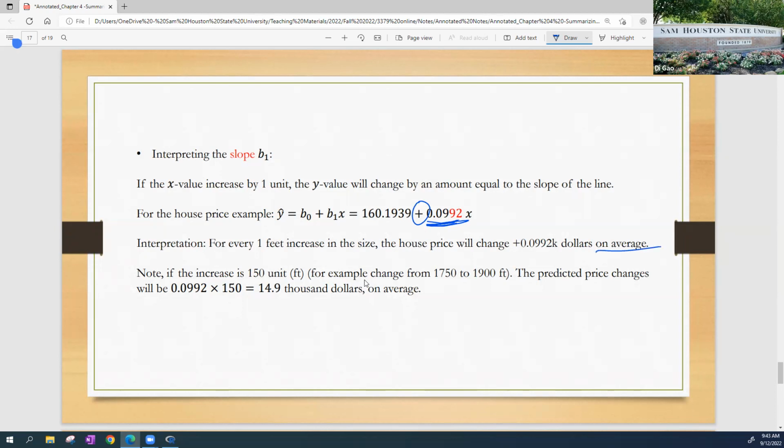If the increase is 150 units, or 150 feet for this example, for example the difference from 1750 to 1900, the predicted price change will be 0.0992 times 150, which is 14.9.